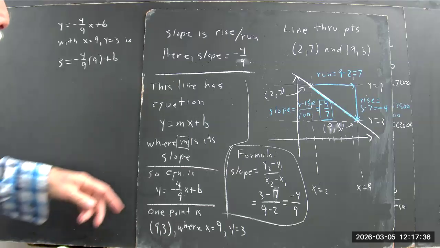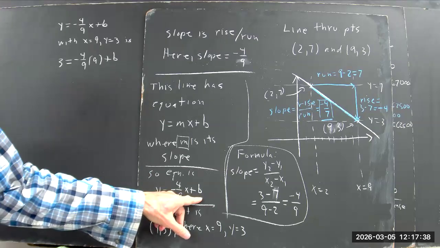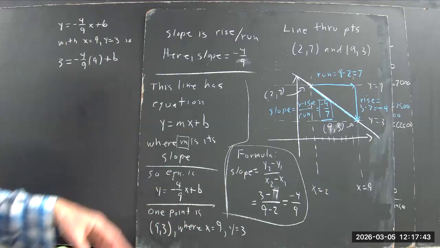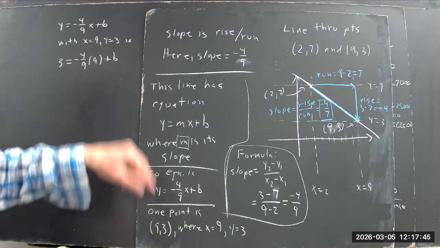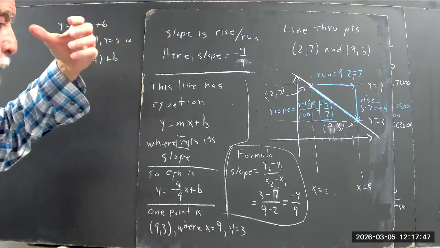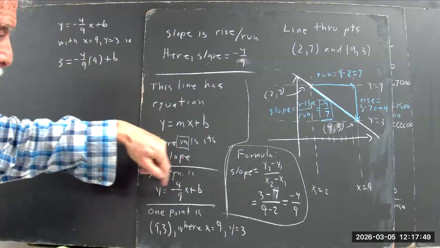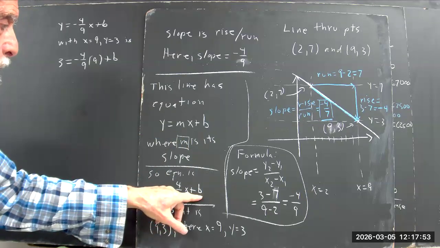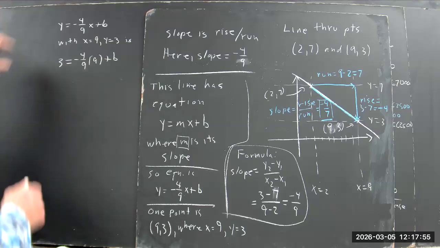Well, all we need to complete our equation is the value of b. Here's our equation. It'll apply to any x and y. In other words, a point (x, y) is on the line if and only if it satisfies this equation. We want to solve for b, and then we have our equation.